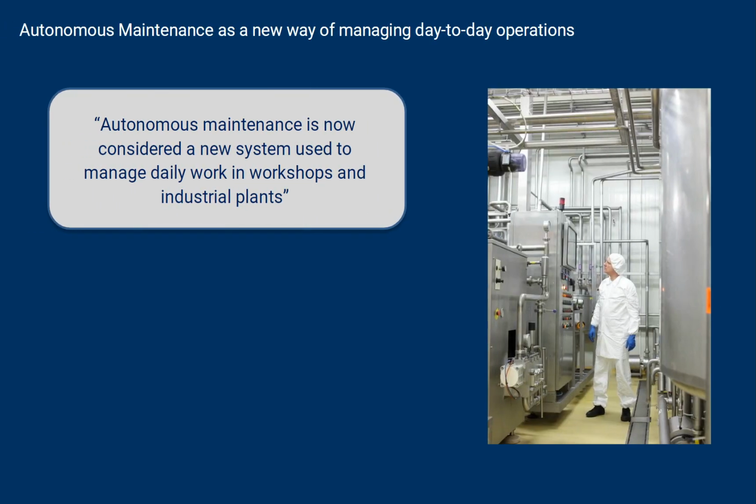Autonomous maintenance is now considered a new system, used to manage daily work in workshops and industrial plants. This new system consists of 3 sets of practices. Technical practices, organized in steps, that optimize the effectiveness of production processes. For example, performing inspection routines to check the condition of machines.